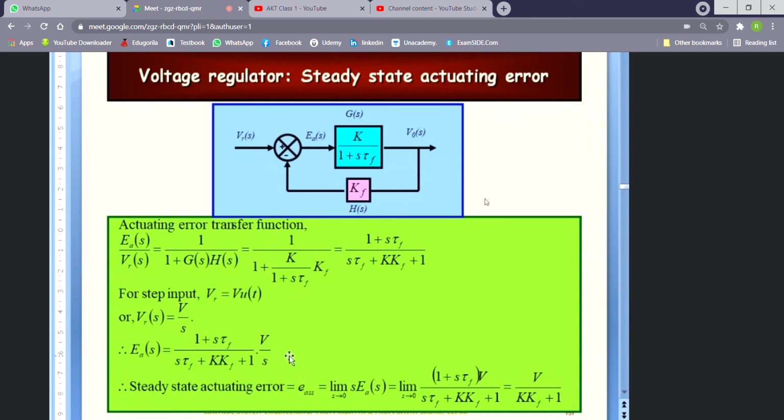So if we want to find out the steady state actuating error, EA_ss, we apply the final value theorem, that is limit of s EA(s) as s tends to 0, and then just calculating, we get this. So here we find that we do have a constant steady state actuating error, depending on what your V is, right?